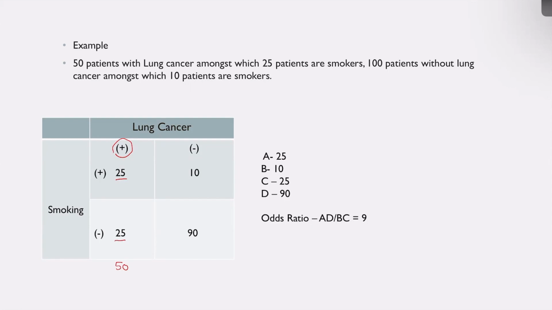So here we have a total of 100 patients without lung cancer, and then 10 are smokers. We have 90 who are non-smokers. So we have got A, B, C, and D, right? Now A 25, B 10, C 25, and D 90. So odds ratio is again A times D divided by B times C. So that will give you an odds ratio of 9, which is a pretty great result. Okay.